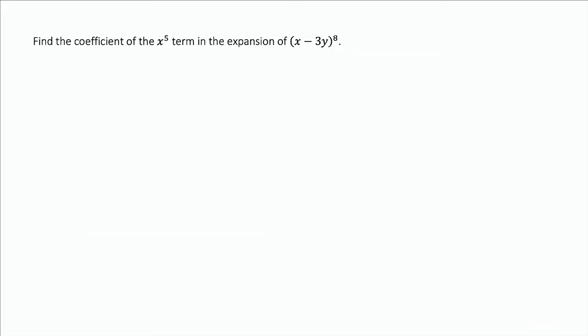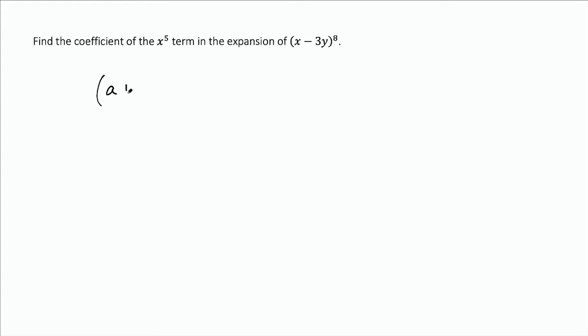Find the coefficient of the x to the 5 term in the expansion of (x - 3y)^8. So I need my expansion here, and to the 8th, that's big enough that I don't want to do Pascal's triangle. I'm going to look at my binomial theorem.